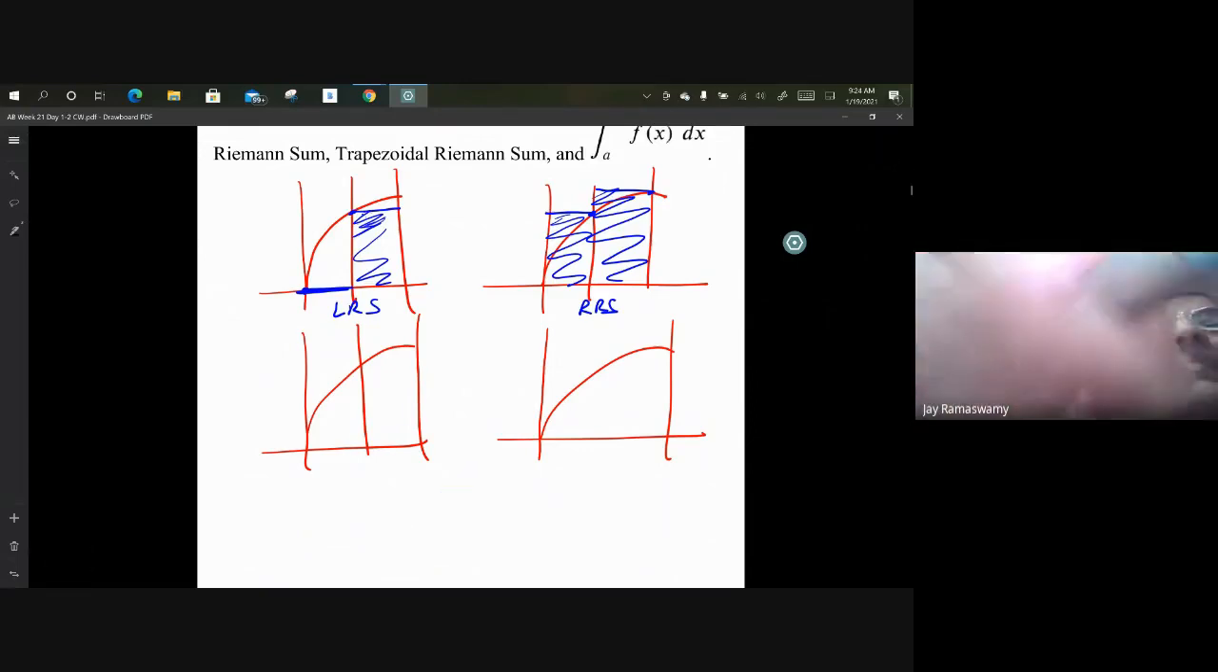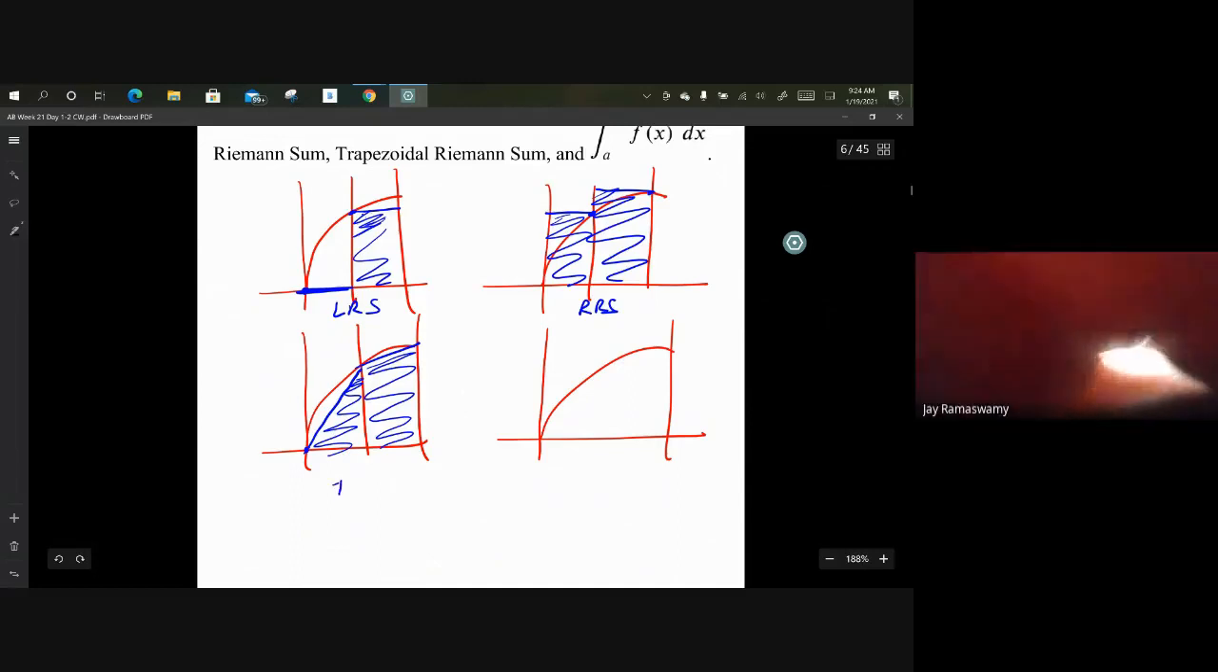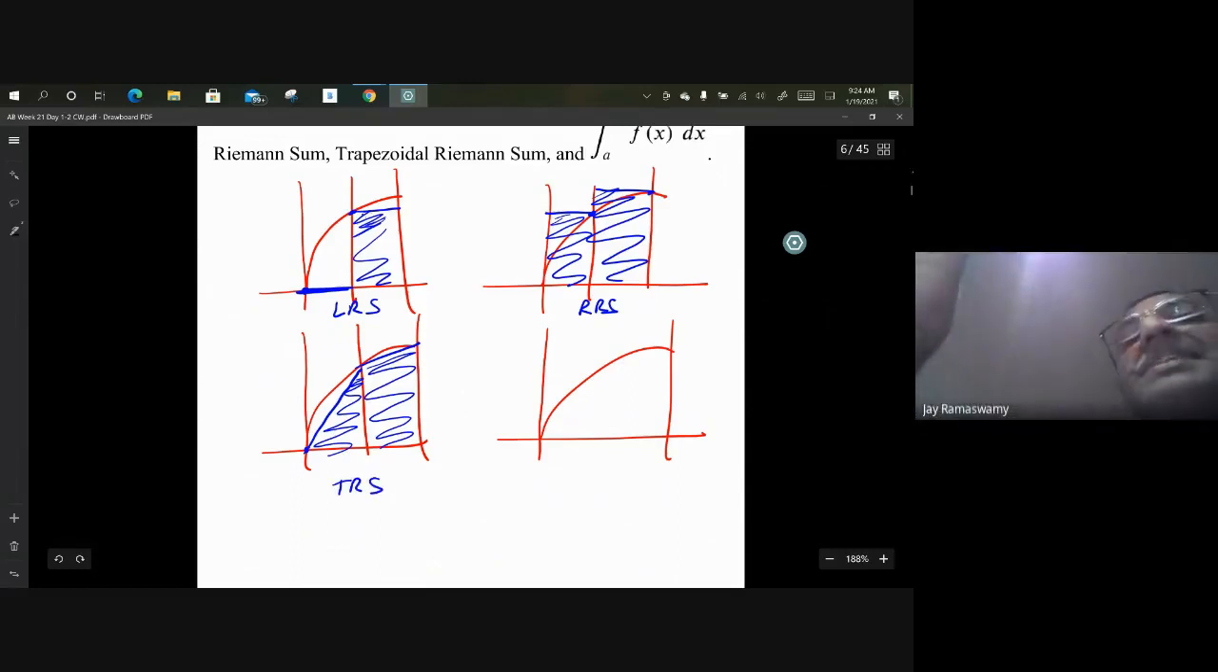Make it kind of steep like that. Then you can actually show the trapezoid clearly. So there's a trapezoid there, there's a trapezoid there. That's a trapezoidal Riemann sum. And then this is just the actual area, which is the integral from a to b of f of x dx.